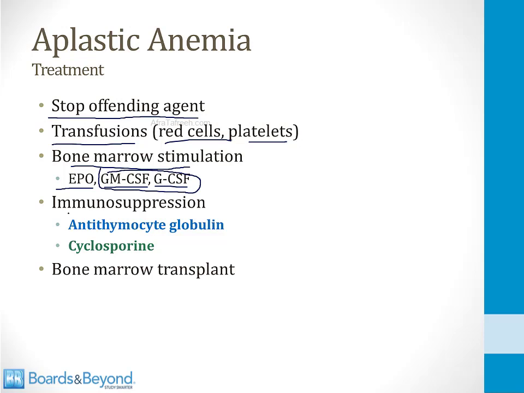As I mentioned before, immunosuppression is sometimes done with anti-thymocyte globulin and cyclosporin. Other immunosuppressants are also sometimes used. And then finally, bone marrow transplant can be curative in patients with aplastic anemia.